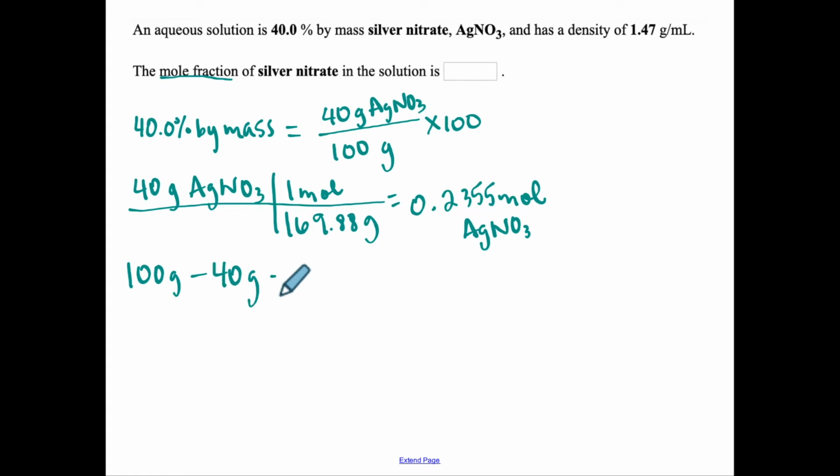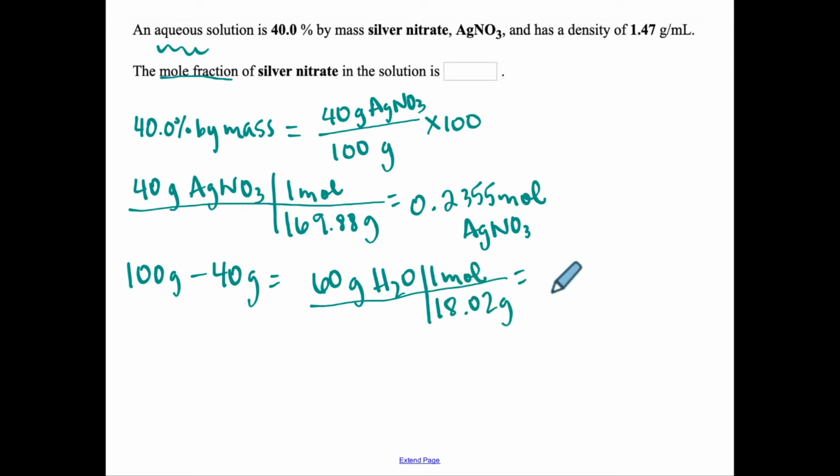Now, if we determine that we had 100 grams of solution and 40 grams of that are the solute, then the solvent must be composed of 60 grams. And our solvent in this case is water. So we're going to also convert 60 grams of water to moles. 18.02 grams of water is equal to 1 mole of water. So when we type that in, we get 3.3296 moles of water.